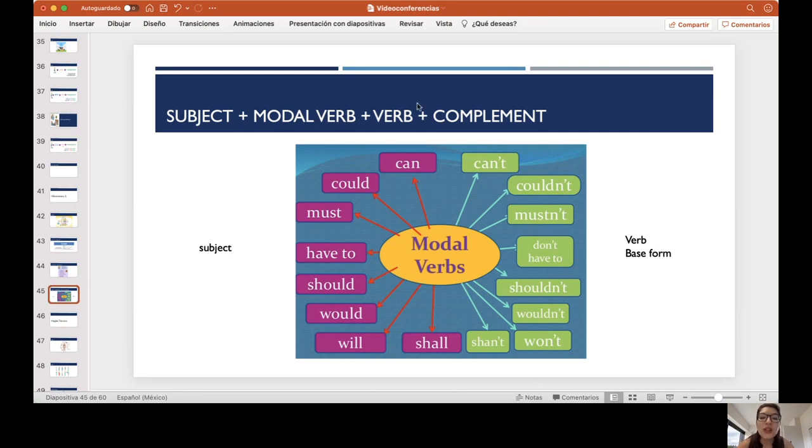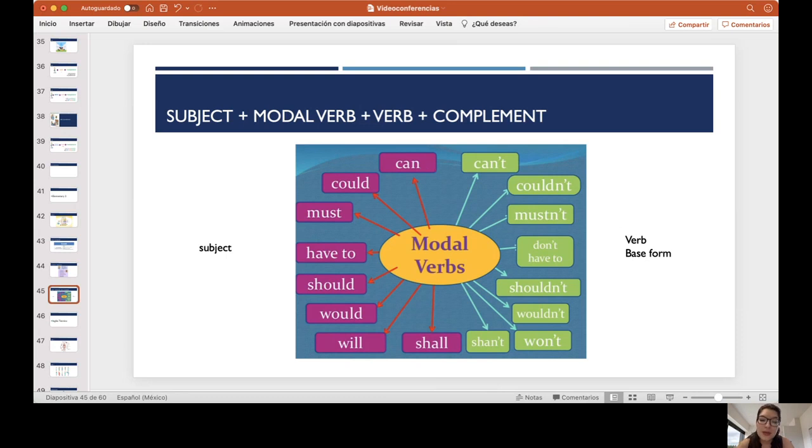Okay, so all these modal verbs have different uses like abilities or past abilities. Also, this could be a possibility. Must is a rule or instruction. Have to is something that is mandatory. Should is for advice. Would is something that we will do in the future or something that we like to do in the present, but right now we're not doing it. Will and shall, will more for predictions, and also shall, but it's used less than will. Okay, so these are all the modal verbs that we can use.